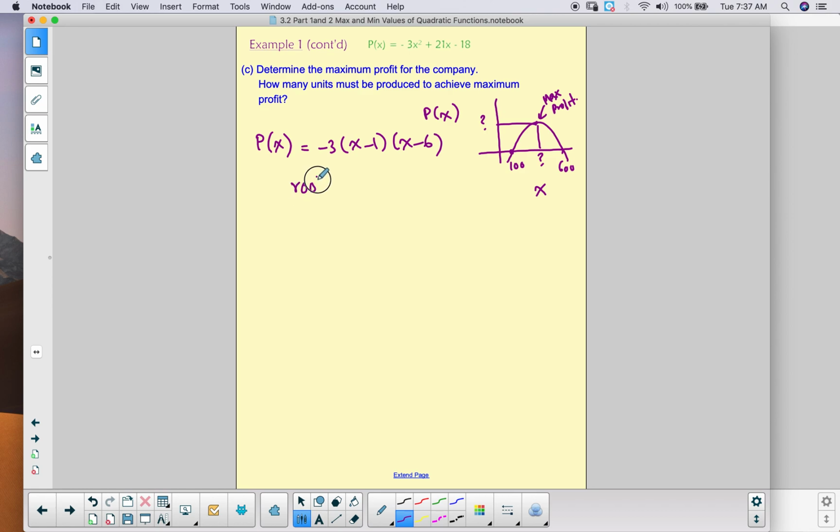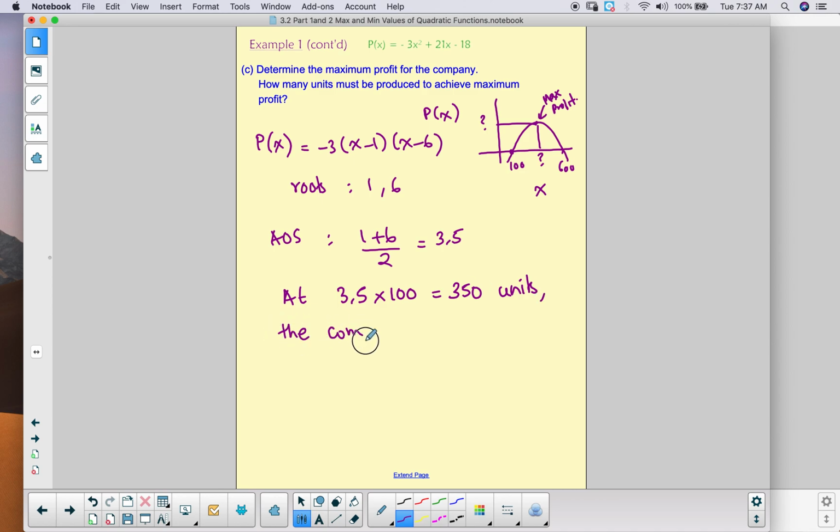The roots, or the x-intercepts in this case, are 1 and 6, as you can see from here, the r and s values. Our axis of symmetry is found by averaging the roots, so 1 plus 6 divided by 2, which is 3.5. So at 3.5, times 100, which is equal to 350 units, the company gets maximum profits.